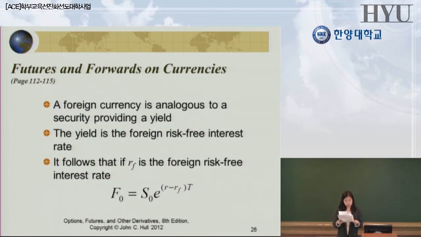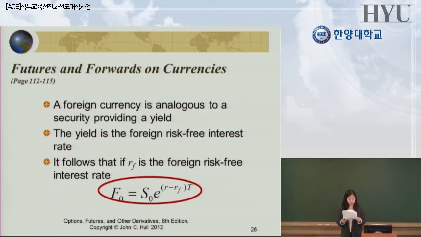Next, futures and forwards on currencies. A foreign currency is similar to a security providing a yield. The yield is the foreign risk-free interest rate. It follows that the formula holds, and this is the well-known interest rate parity relationship from international finance.